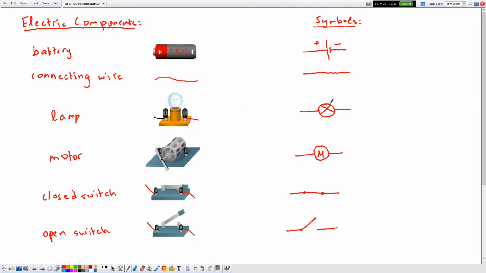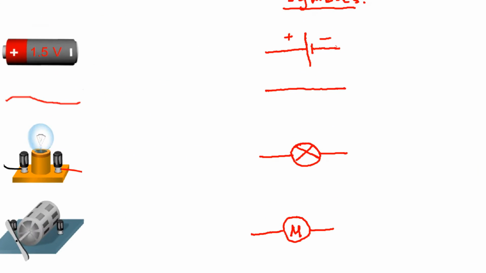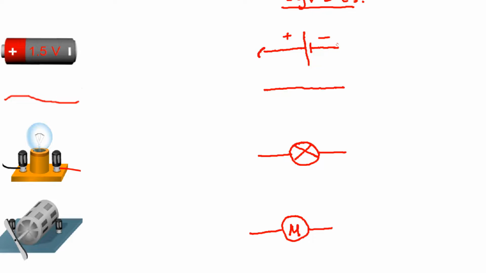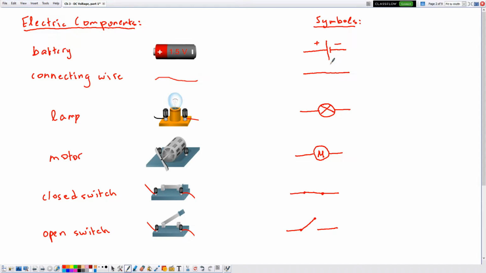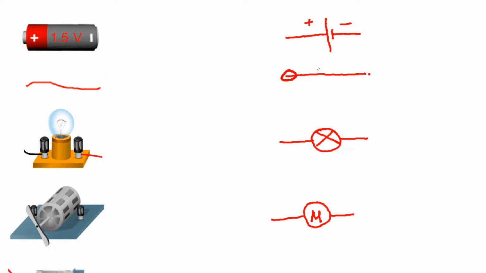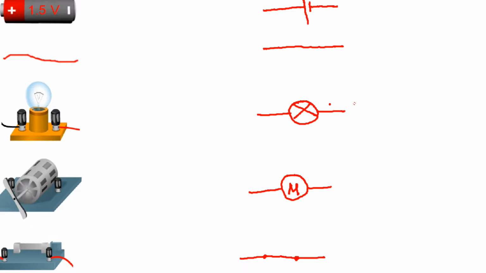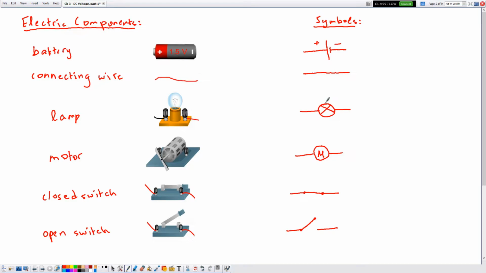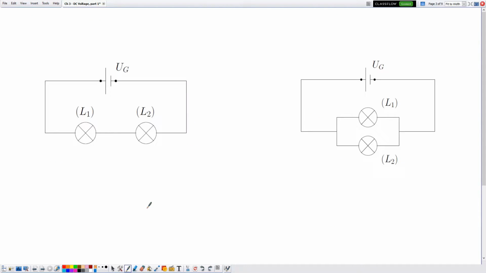Notice that each electric component here has two terminals. These are the two terminals of the battery. These are the two terminals of the connecting wire. These are the two terminals of the lamp, and so on. So each electric component has two terminals. Finally, before discussing the properties across each electric component, let's talk about the groupings of electric components.